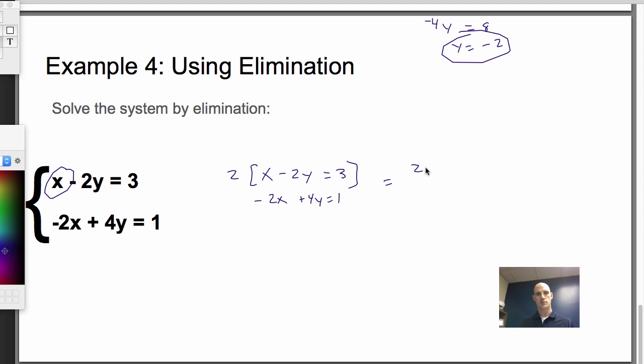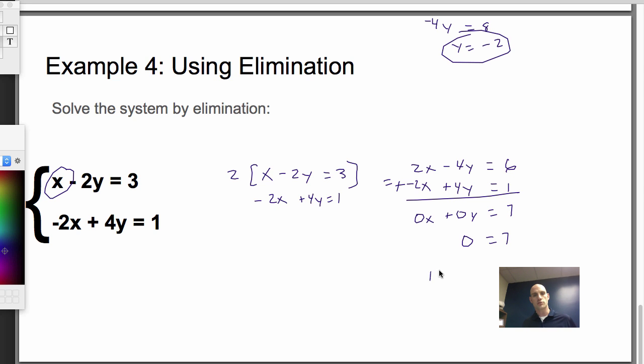Hey, this is great. 2x minus 4y equals 6. And minus 2x plus 4y equals 1. When I add these lines together, I end up with 0x plus 0y equals 7. So 0 equals 7. This is nonsensical. And so when I end up with a nonsensical answer like this, it means that there's no solution to this system. Okay, so after you combine your lines, you've got to check to see that they have a solution. If it doesn't make sense, then you are without a solution on that one.